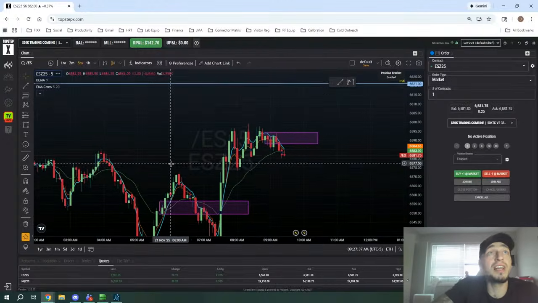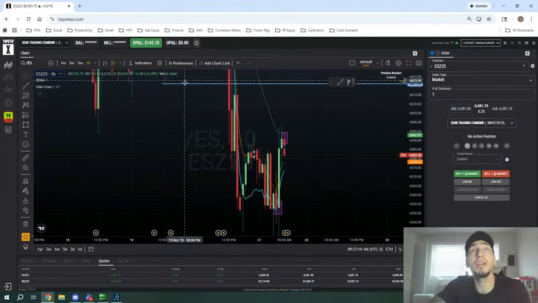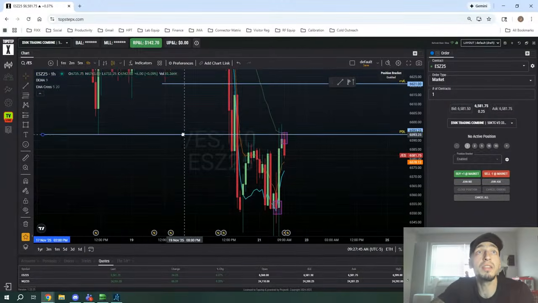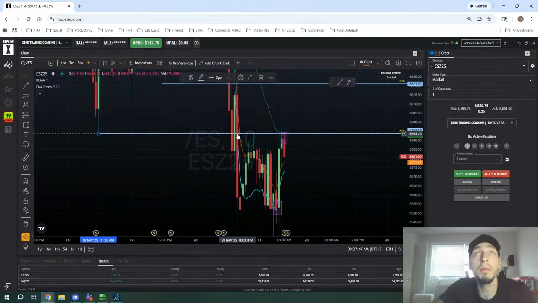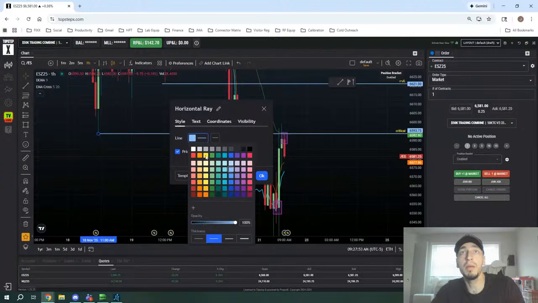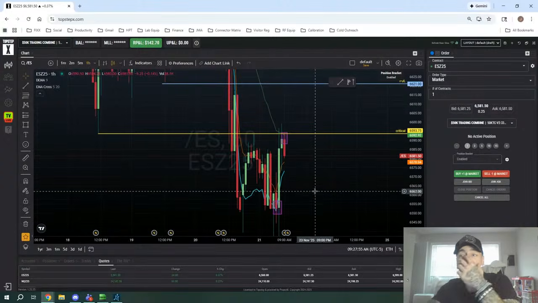Yeah, definitely watching this level right here. Where's my key level on my TopStep chart? Right here. So let's map this out. Bring this right here. This is critical. Make her yellow so she stands out.